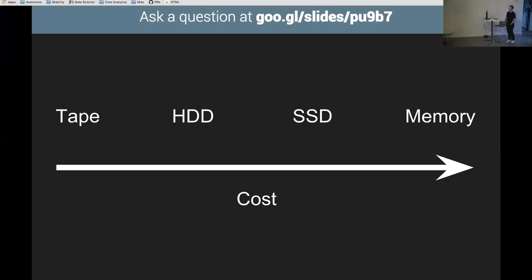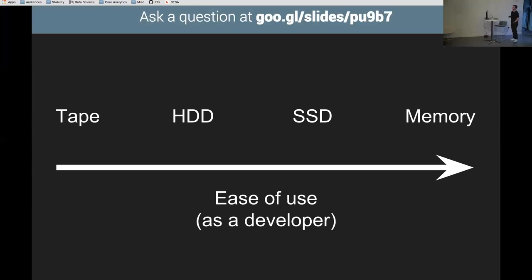Also, the cost goes up to the right as well. Memory for 1 gigabyte is much more expensive than a gigabyte of SSD, is much more expensive than a gigabyte of hard drive, and I assume is also much more expensive than tape, but I might be wrong, so I don't use tape. Ease of use as a developer also kind of goes up and to the right, because if I want to put stuff in memory in my program, I probably make an array and put some stuff in it, or a linked list, and it's in memory. Really easy. As you go down this stack, you either end up having to write files in or out, or maybe use a database or something.